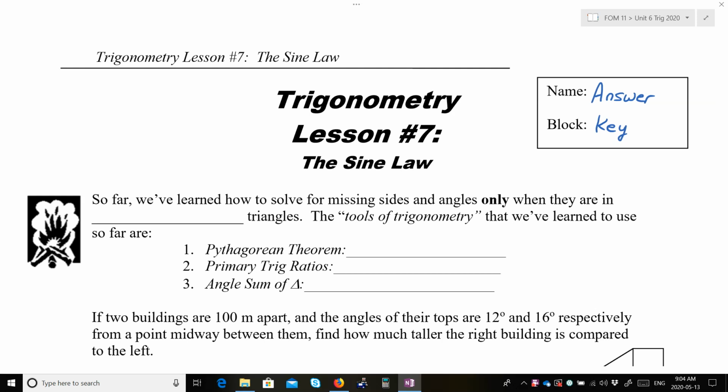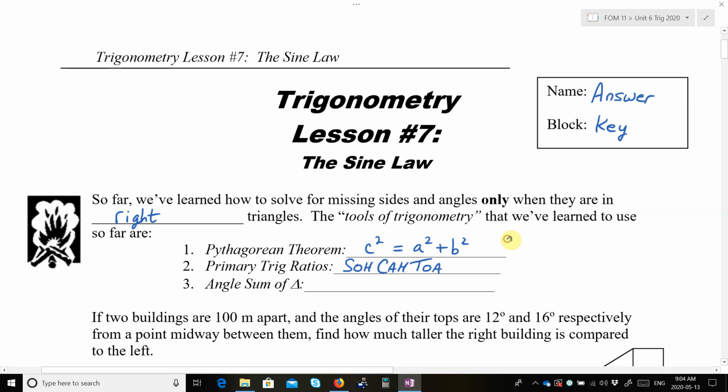So far, we've learned how to solve for missing sides and angles only when they are in right triangles. The tools of trigonometry that we've learned to use so far are the Pythagorean theorem, c squared equals a squared plus b squared, and the primary trig ratios, which is that acronym SOHCAHTOA, which means sine is opposite over hypotenuse, cos is adjacent over hypotenuse, and tan is opposite over adjacent.